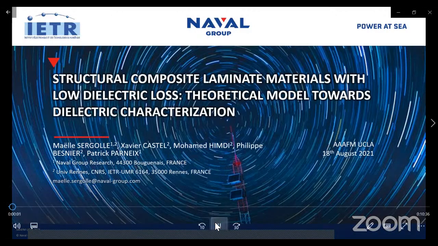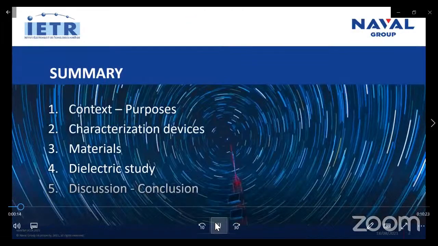Good morning, everyone. I'm Maëlle Sergol, and I am going to present you my work about structural composite laminate materials with low dielectric loss. We will approach this topic through theoretical model and dielectric characterizations. I will first present the context and the purposes of this work. Then I will introduce the characterization devices that we used and the materials that we studied. After presenting the dielectric study, I will end with a discussion and a conclusion.